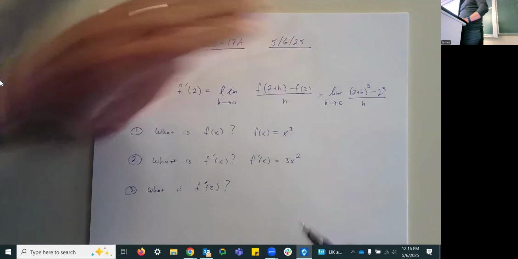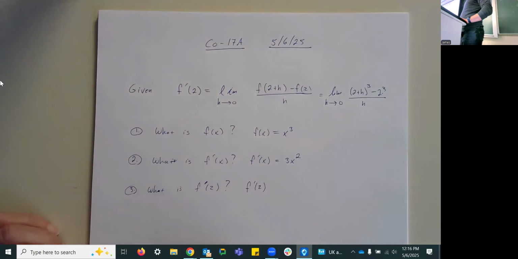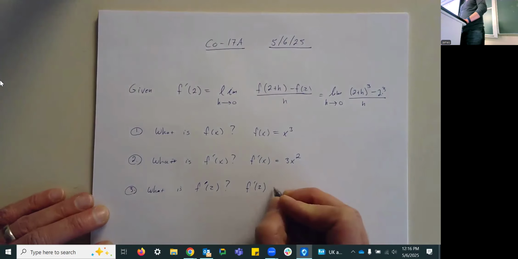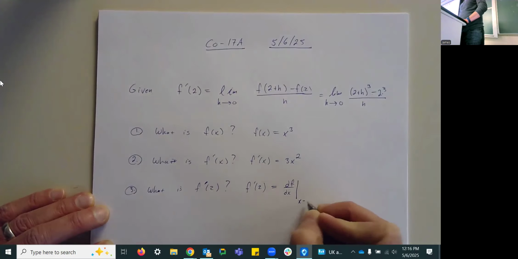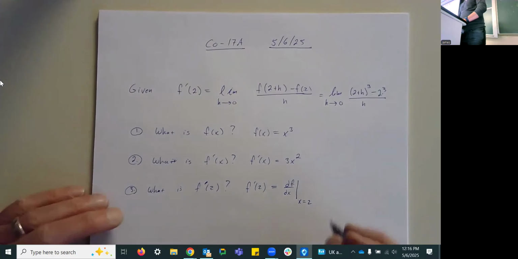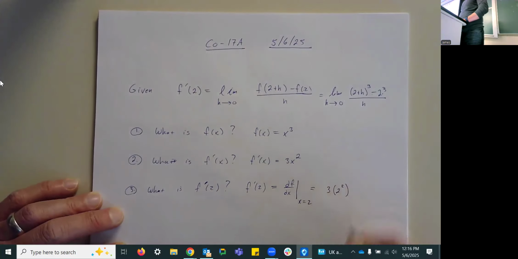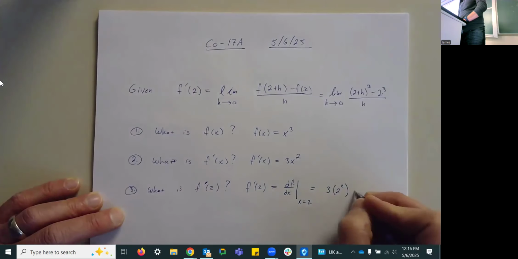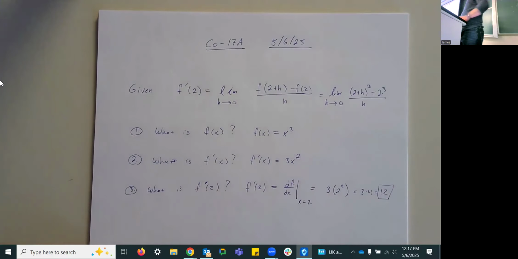And then when I plug in 2, my f prime of 2, which you could write this way. One of your instructors was also pointing out that another notation for this would be df dx evaluated at x equal to 2. They mean the same thing, it's just different notation. Either way, that's going to be 3 times 2 squared. You have to do the squaring first. That's 3 times 4, which is 12. Not fancy for that question.